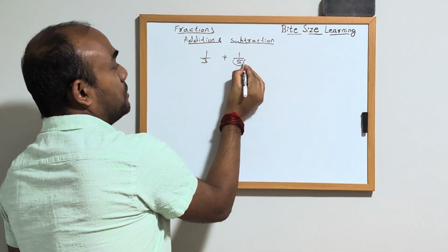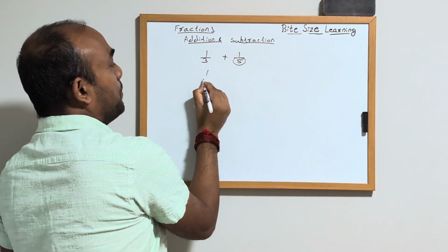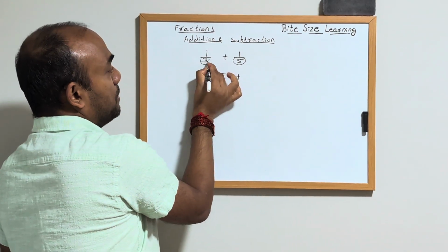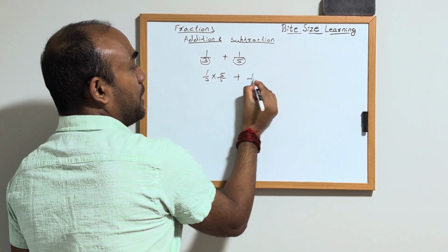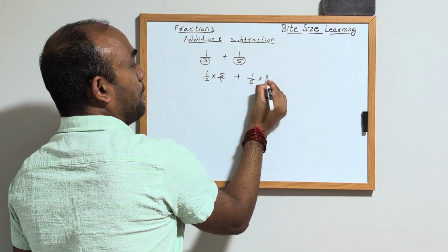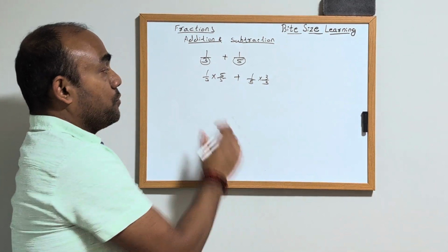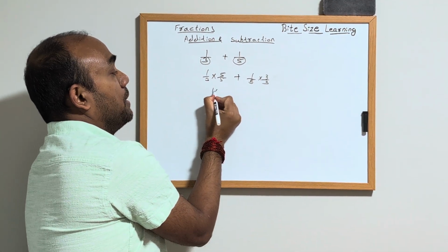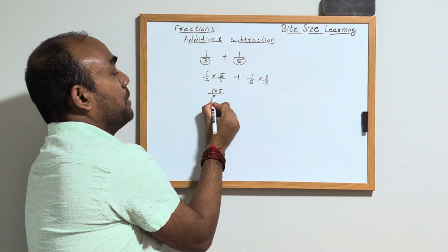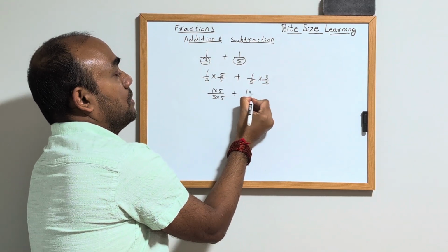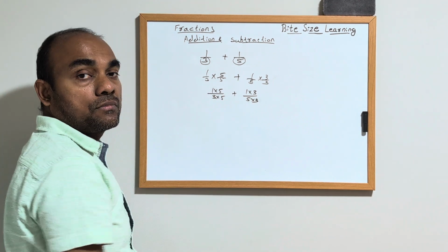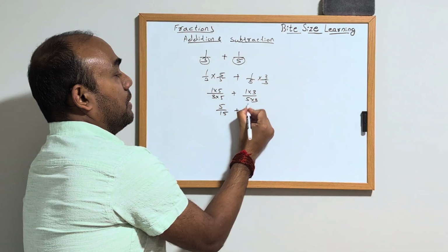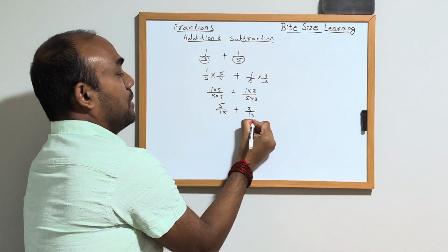You take this denominator, multiply this numerator and denominator with this number, and then similarly you take this denominator, multiply this numerator and denominator by that number. So when you do that, numerator multiplies by numerator and denominator multiplies by denominator. So this is essentially like this. This will be 5 by 15, and then this is 3 by 15.